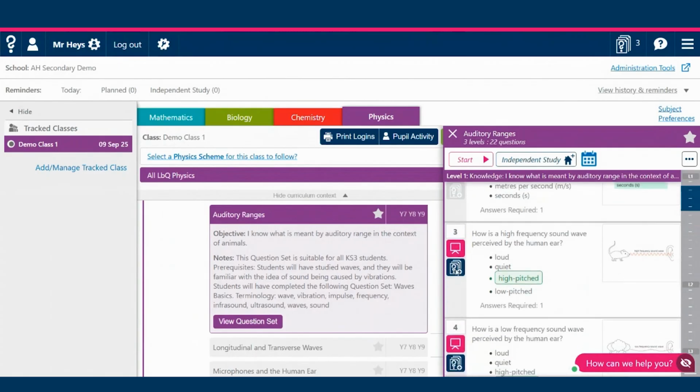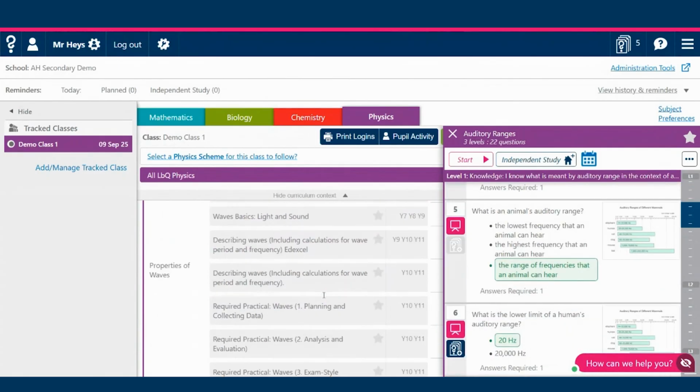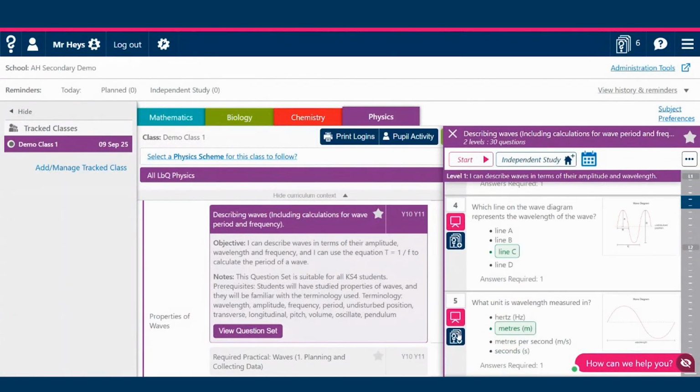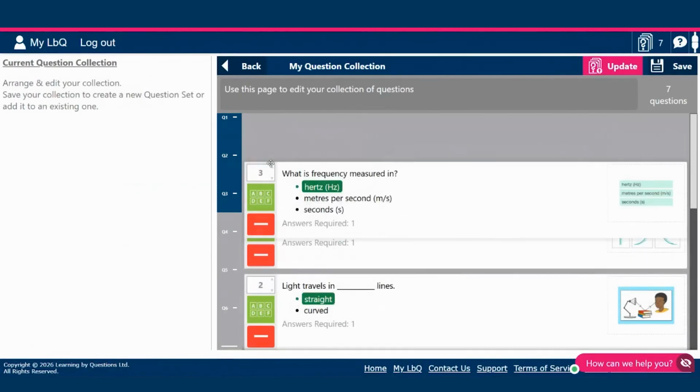And all I'm doing is scrolling through the questions you can see on the right, and clicking the question mark next to the questions I want to include. For whatever reason, I want to include them. And they all appear up here in our question collect. And when I press that button, I can now change the order.